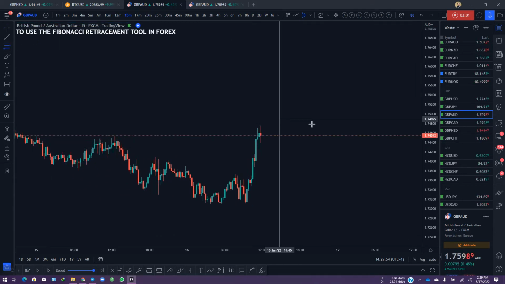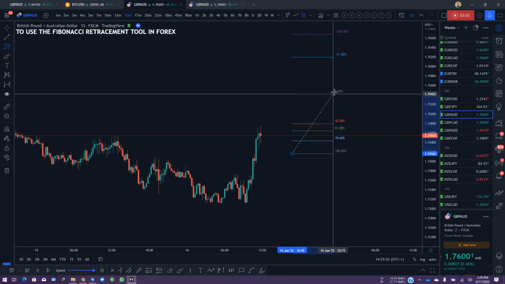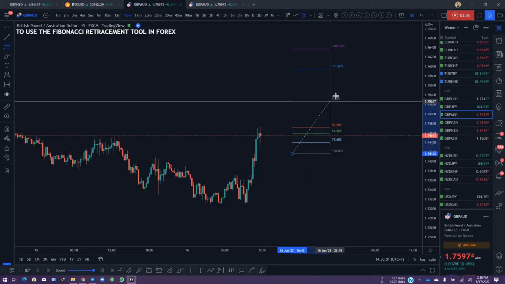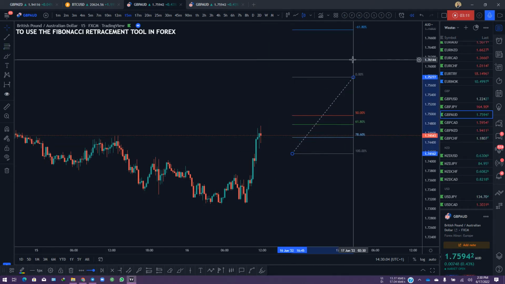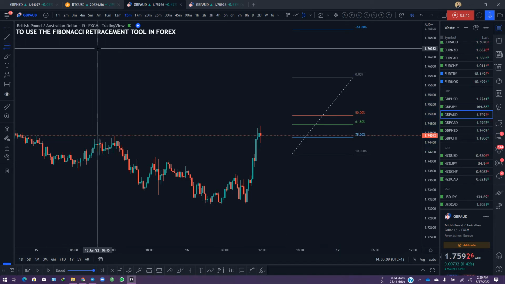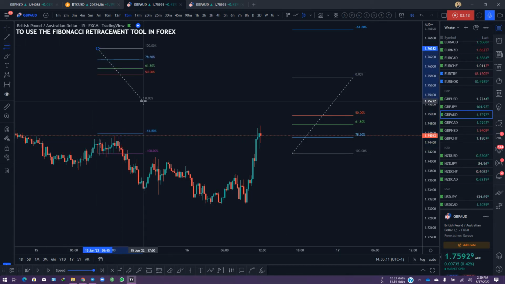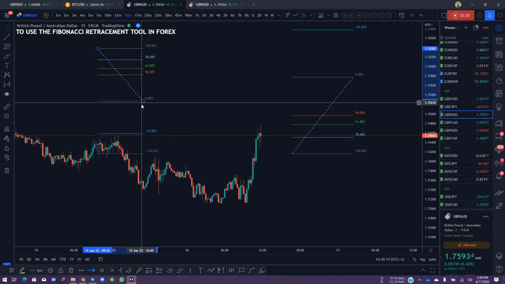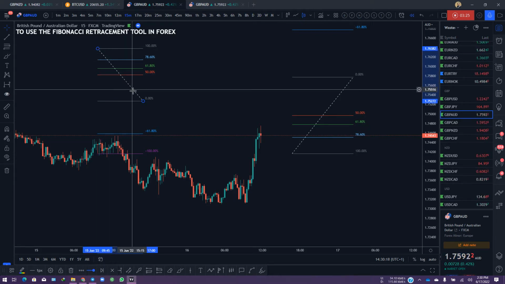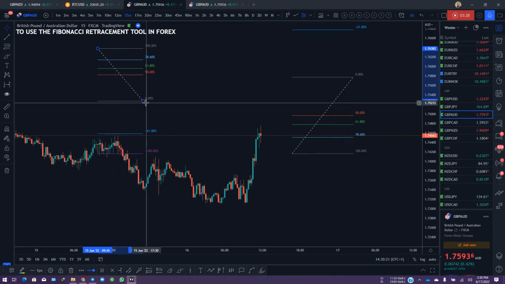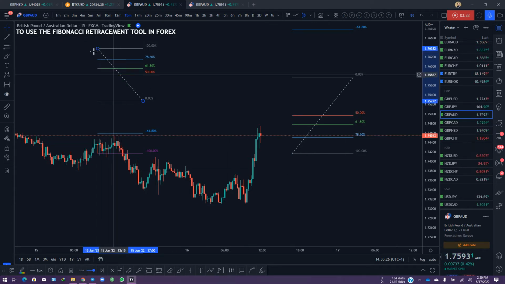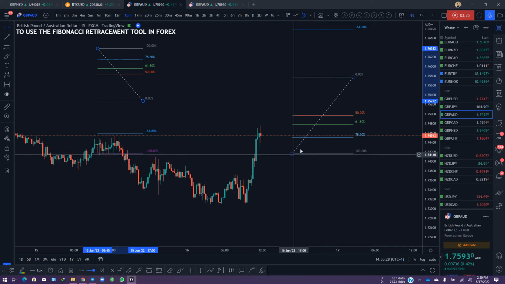So for the Fibonacci, this is how to draw it. You take it from your 100% to 0%. That is, if you're looking to buy, you take it from 100% to 0%. Then if you are looking to sell, you take it from 100% to 0% as well, but from the top to the bottom. Now you can see the difference. You can see how this diagonal line is facing down, and this is facing up. Because you're selling, it's meant to face down, and your buying is meant to face up.